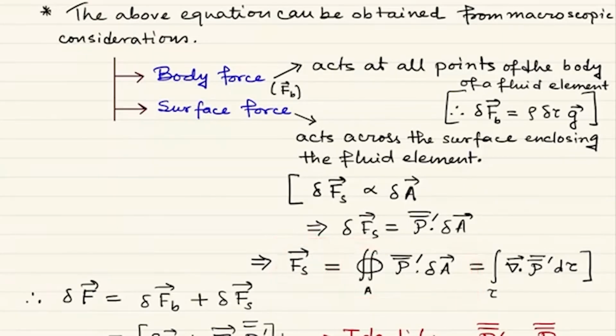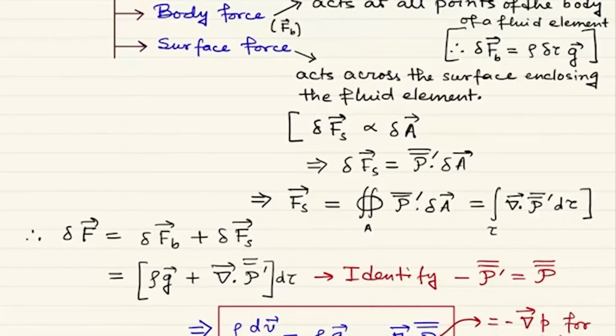If you now remember the famous Gauss's divergence theorem, the closed surface integral of P prime dot dA is nothing but the volume integral of the divergence of P prime d tau. Now you see, the incremental total force is equal to the incremental body force plus the incremental surface force, which is simply written as (rho g plus divergence of P prime) times d tau.